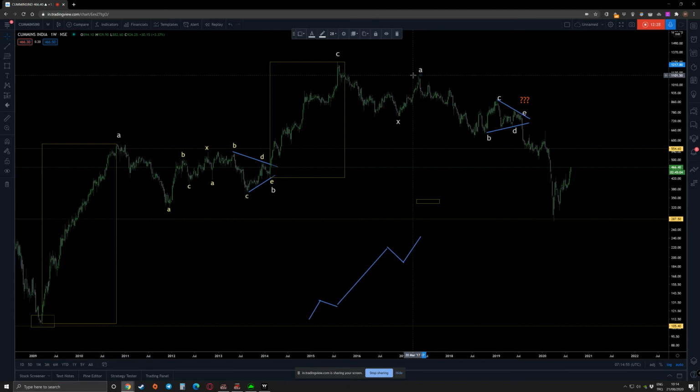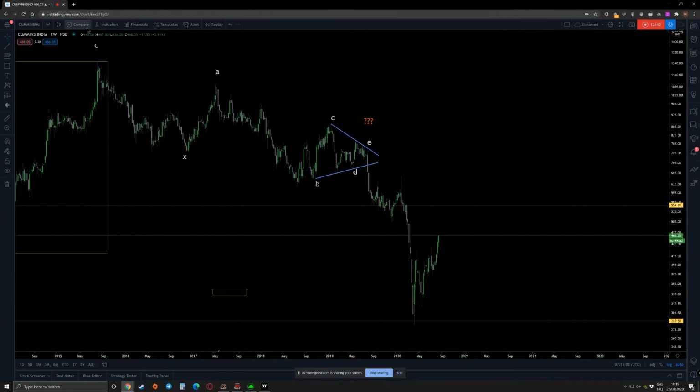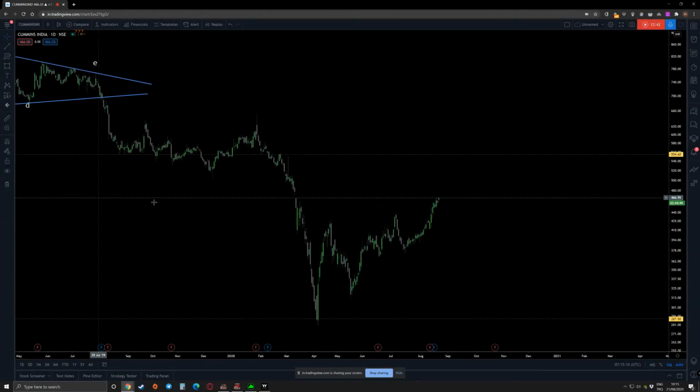Okay, that is a possibility too. Does it change the count? No, it doesn't. Okay, so after this, that's the important part. What's going on for us now? For this, let's go to the daily chart.